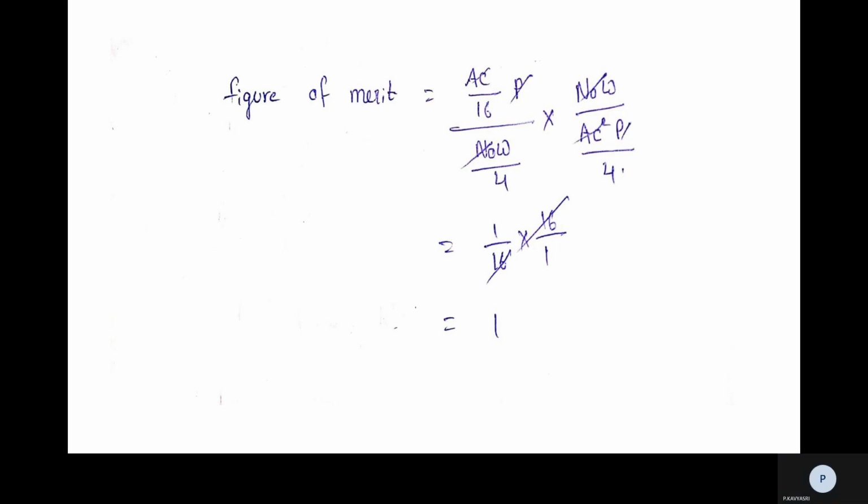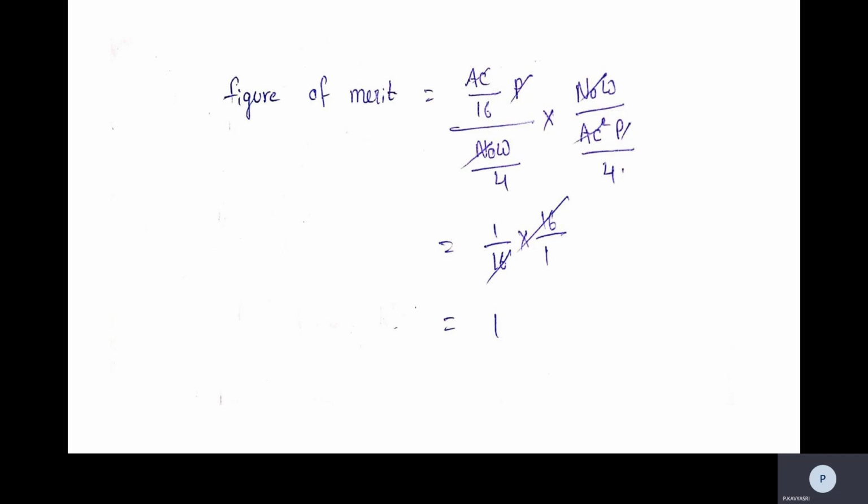If you observe here in the figure of merit, I'm just writing all 4 parameters and they'll cancel each other. Then we will get the output figure of merit as 1. So it is the formula for the noise performance analysis of a system.